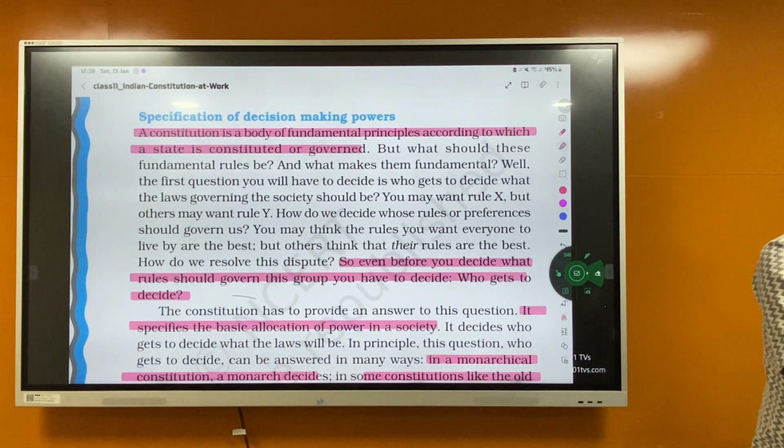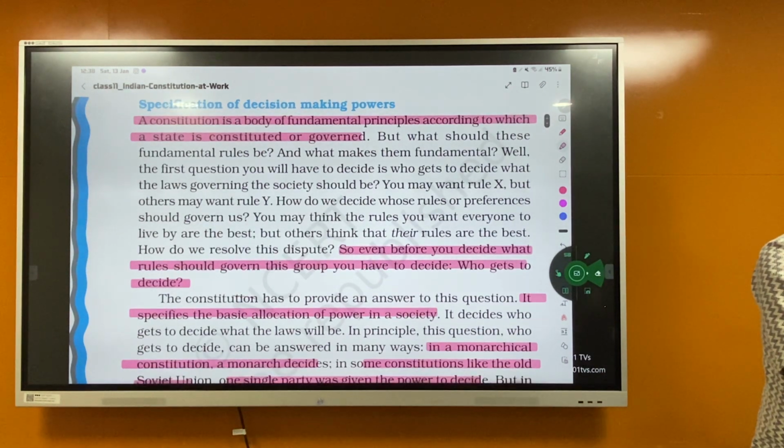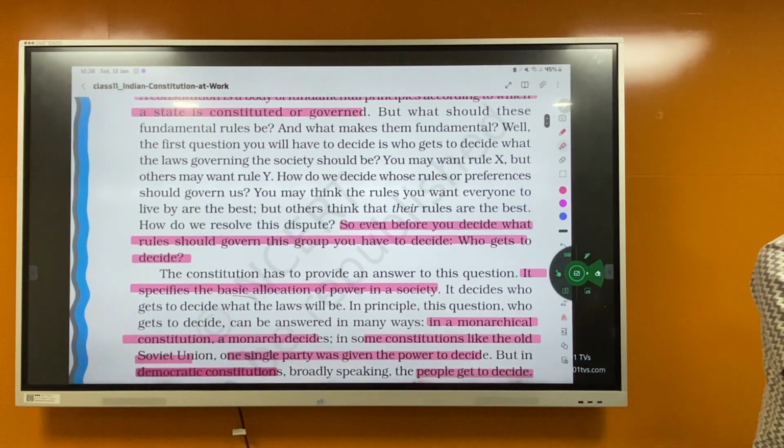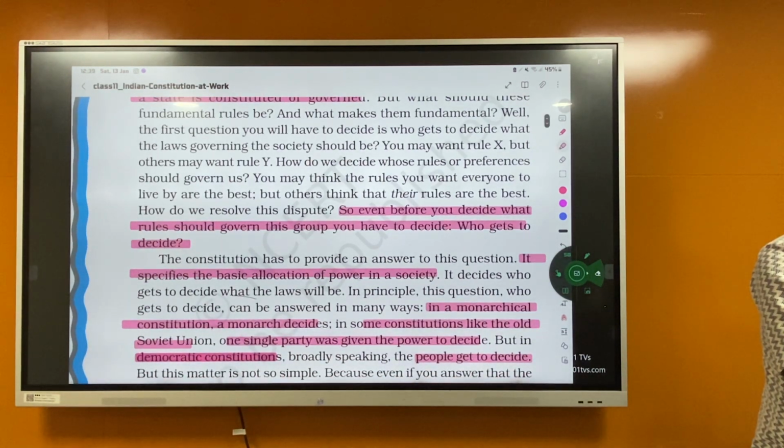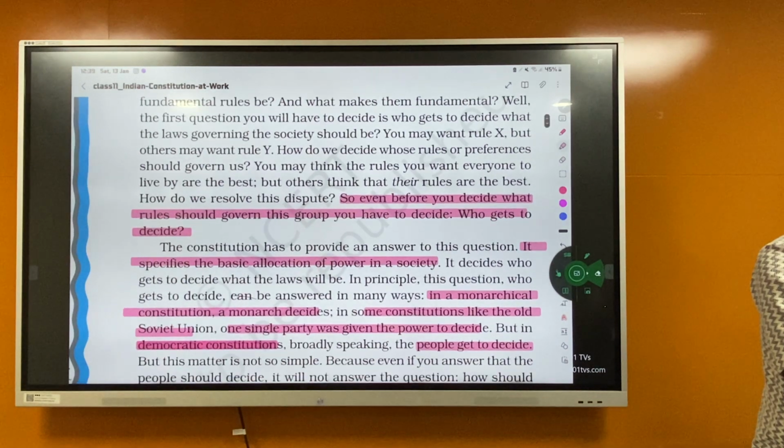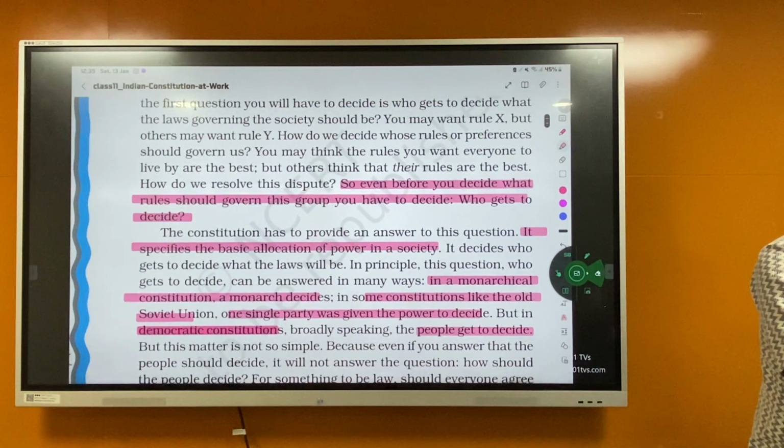So where were we? What makes them fundamental? Well, the first question you will have to decide is who gets to decide what the laws governing the society should be. You may want rule X, but others may want rule Y. How do we decide whose rules or preferences should govern us? You may think the rules you want everyone to live by are the best, but others think that their rules are the best. How do we resolve this dispute? So even before you decide what rules should govern this group, you have to decide who gets to decide. So who will decide it?